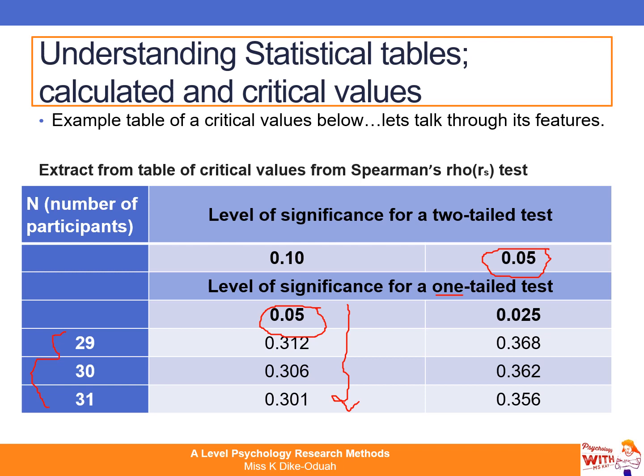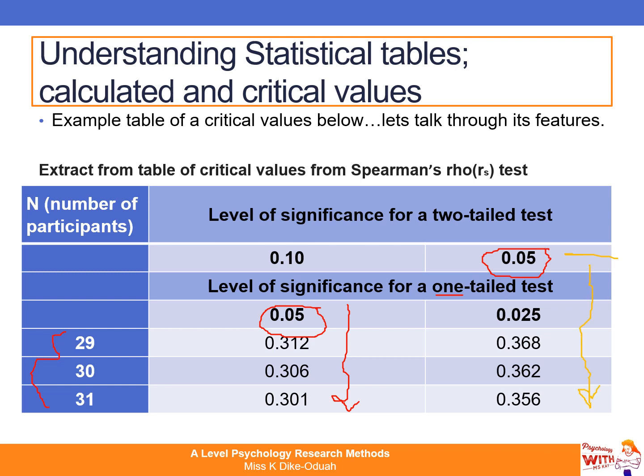If, on the other hand, the stem told you that indeed this particular experiment had a non-directional hypothesis, so they said there will be a difference, but they haven't stated the difference, or they said there will be a correlation, but they haven't stated the type of correlation, you'll be looking at the 0.05 level here, yes, and you will be looking at this column.